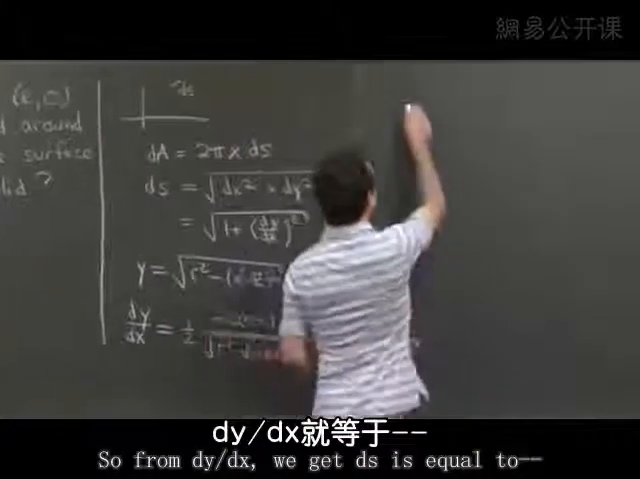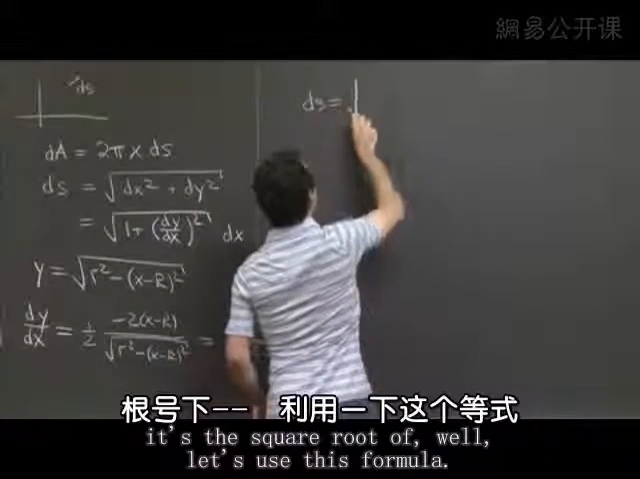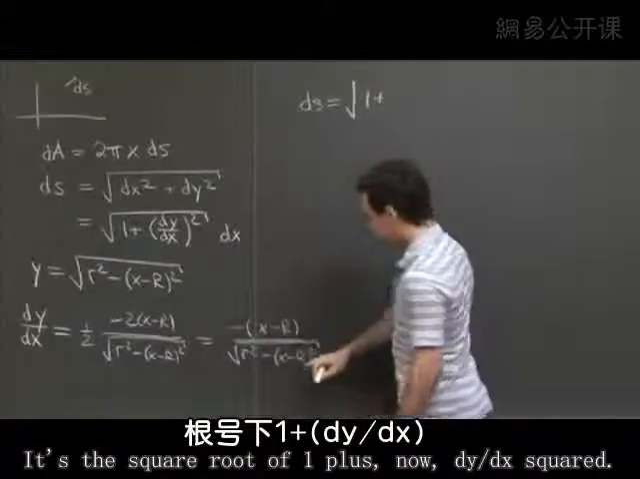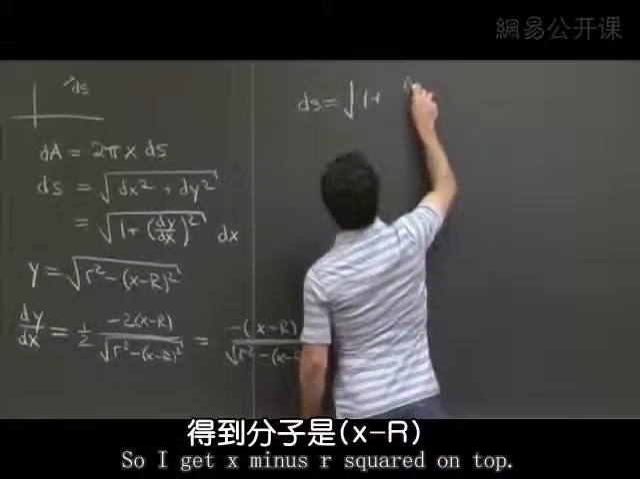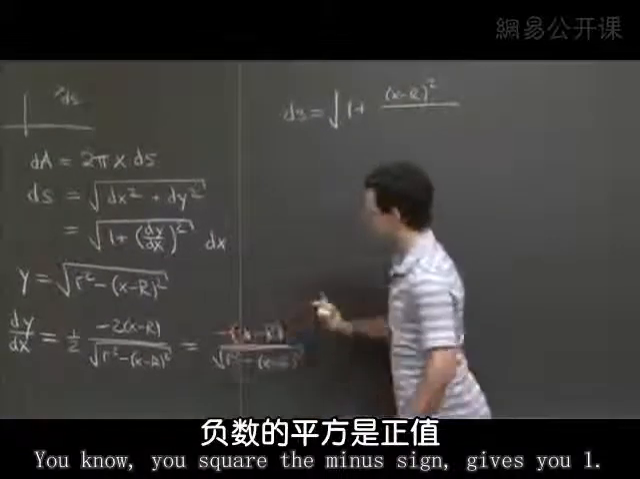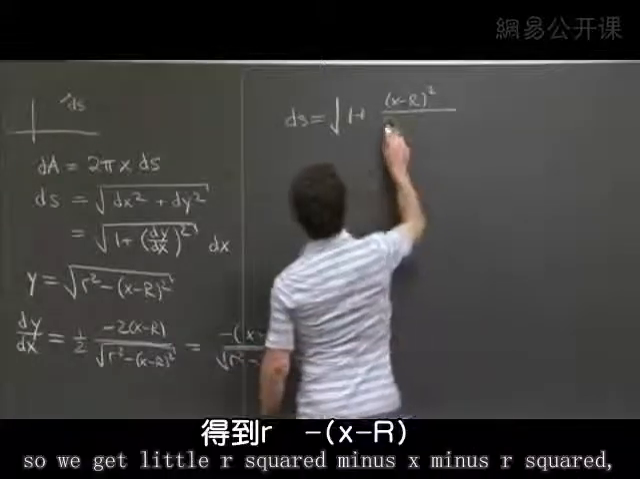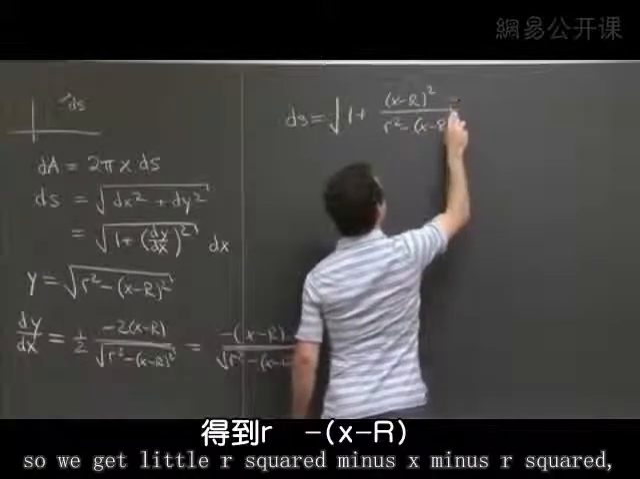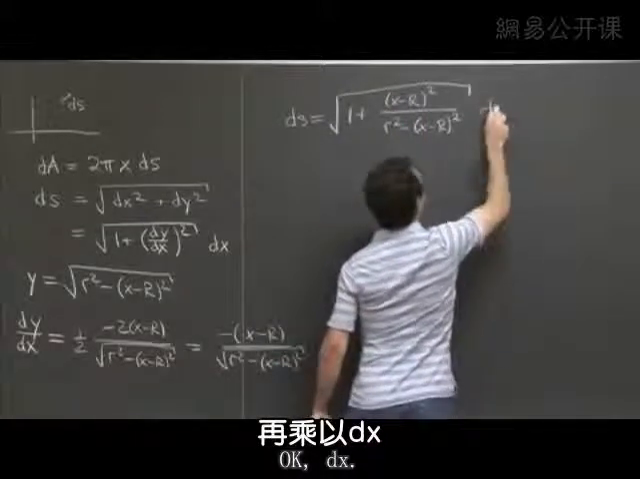From dy dx, we get ds is equal to the square root of, let's use this formula, the square root of 1 plus dy dx squared. OK, so I put this in and I square it. So I get x minus R squared on top. You square the minus sign, gives you 1. And on the bottom, we square the square root, so we get little r squared minus x minus R squared.